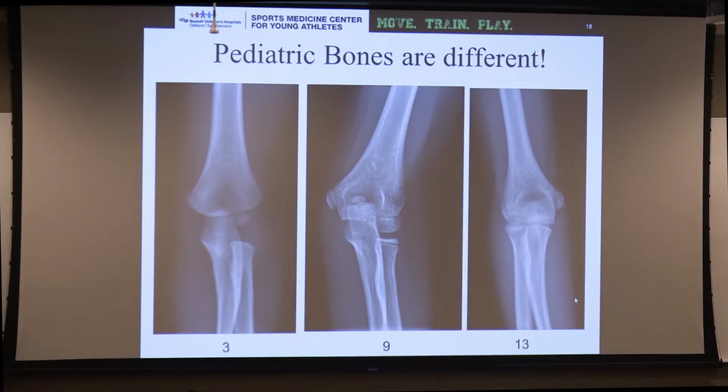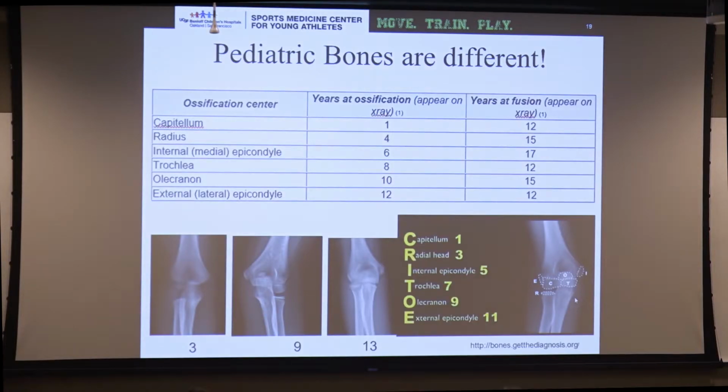And again, here's an example of elbow at the age of 3, at the age of 9, and at the age of 13. And look at that transition that happens with that. This brings us to your ossification centers. We all remember CRITOE. So 1, 3, 5, 7, 9, 11, odd numbers in terms of the appearance of the capitellum, the radial head, the internal epicondyle, which is the medial epicondyle, the trochlea, okay, the olecranon, and then the external epicondyle. And you can remember that in terms of the appearance of the ossification centers.